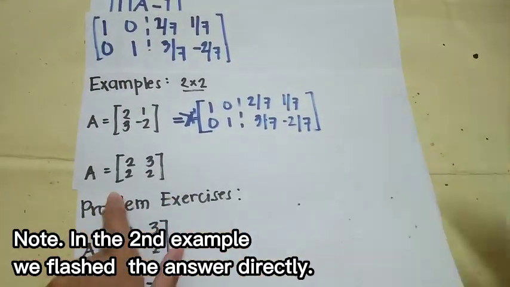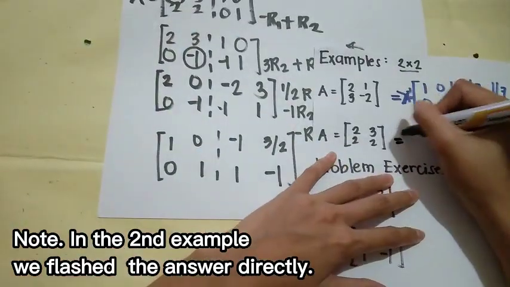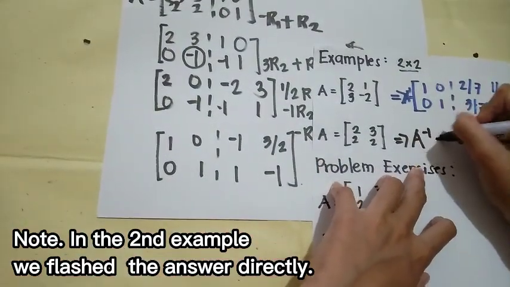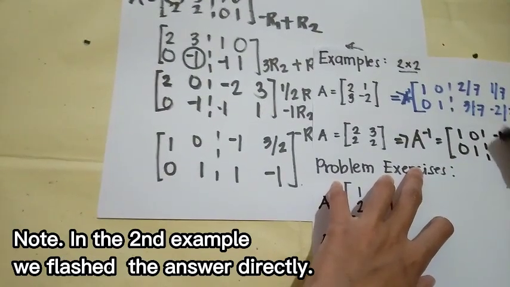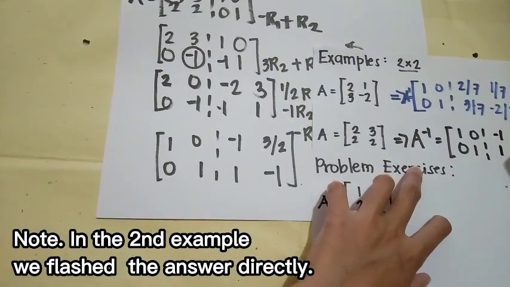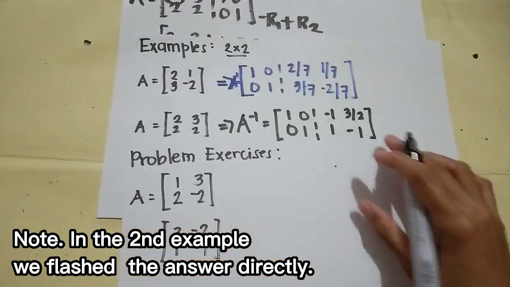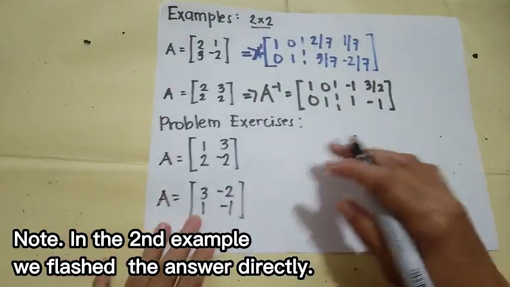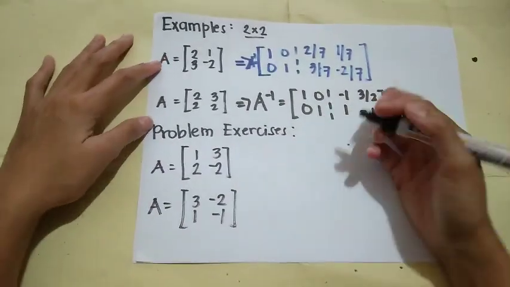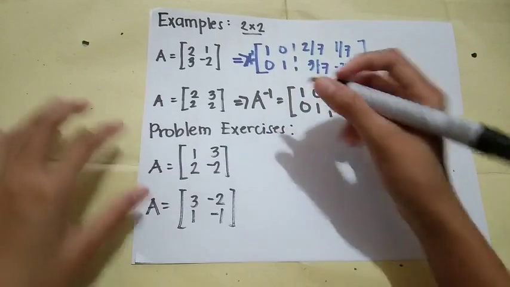We have another example, the second example. So the answer for this one, we have A inverse is equal to 1, 0, 0, 1, negative 1, 3 over 2, 1, negative 1. As you can see, it's very easy when it's 2 by 2. Now, have this as your problem exercise. Solve this on your own, and then I'm going to flash the answer here.